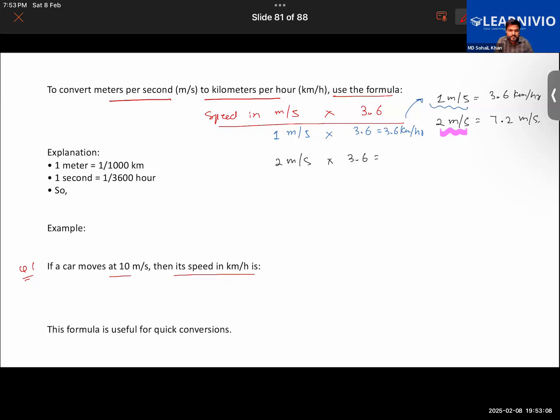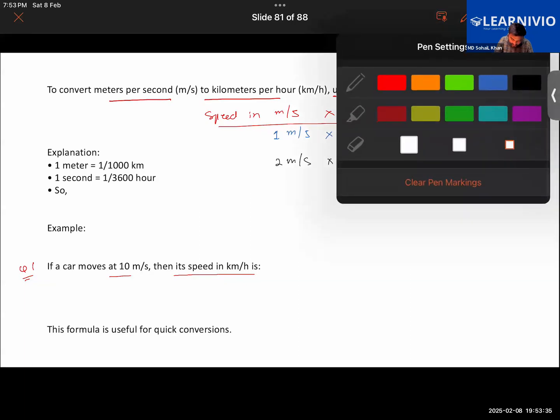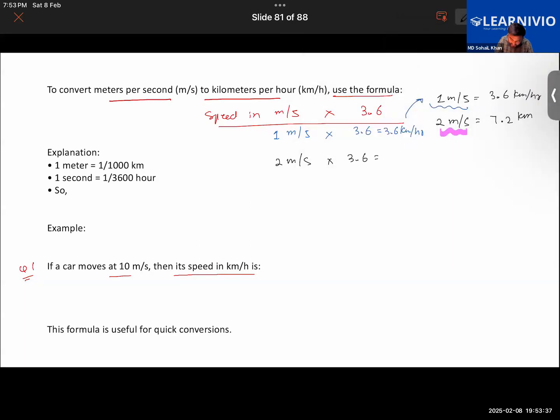Sir, if we have to multiply by 3.6, why did you write 7.2? Repeat again, Fatima. No, I'm saying that we converted 2 meter per second into kilometer per hour. Oh, sorry, I've written meter per second. Accidentally, I wrote that. Okay, thanks for pointing this out. So 7.2 kilometer per hour.